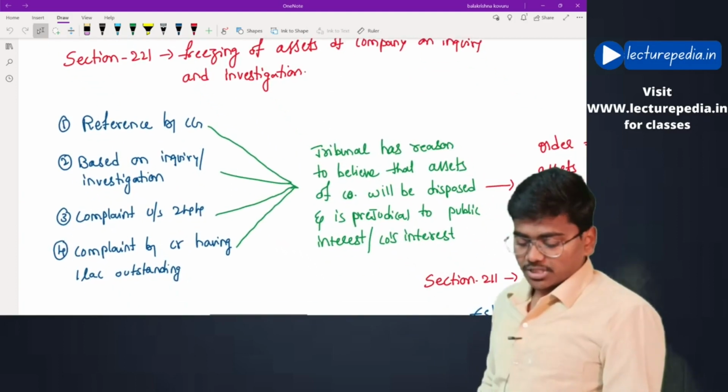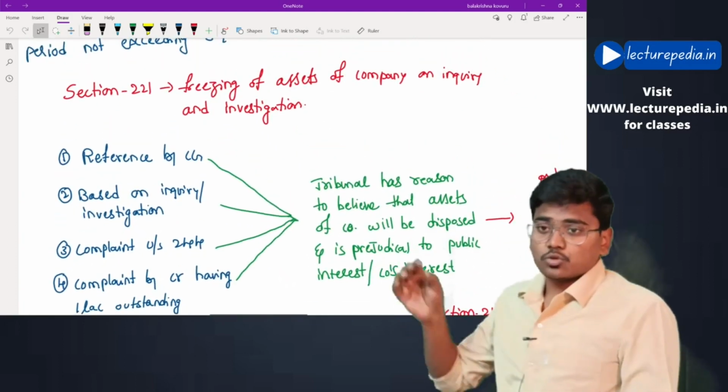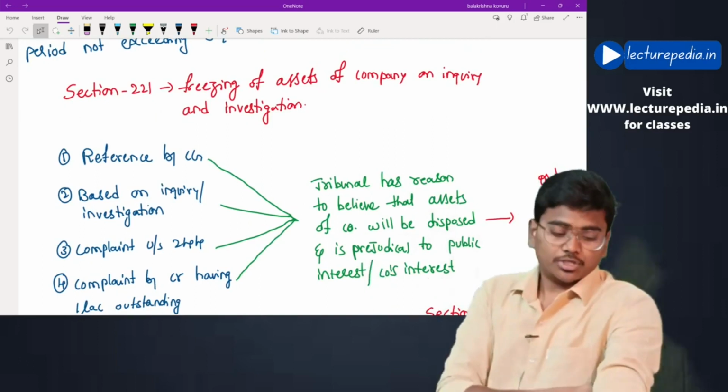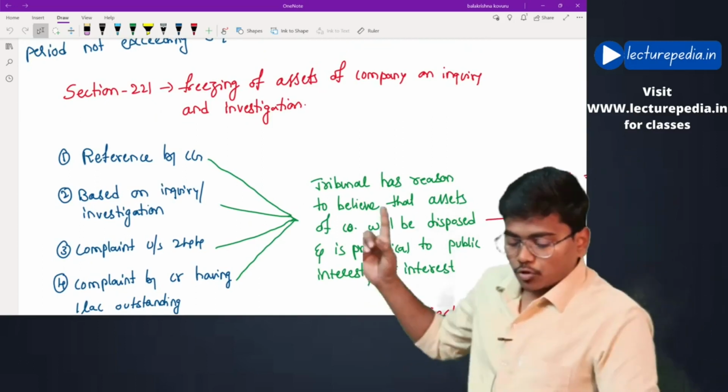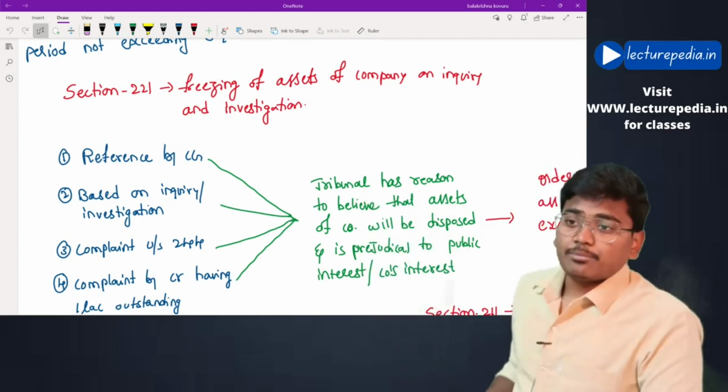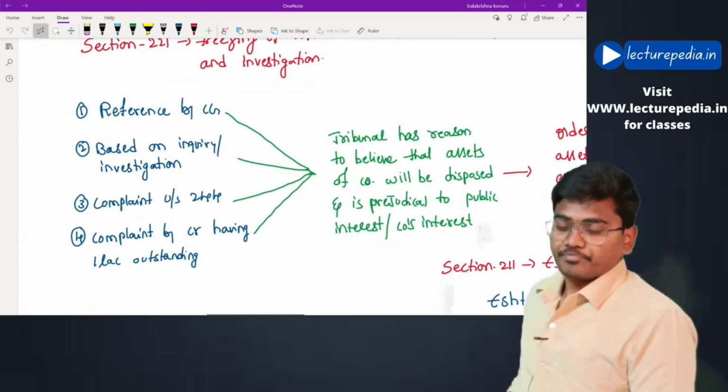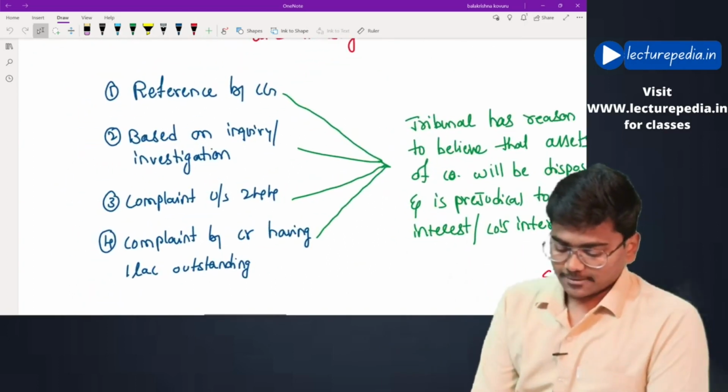Next, section number 221, even this is also an additional power of the tribunal during the investigation. What is the power? Freezing of assets of the company on inquiry and investigation. There are 4 situations.